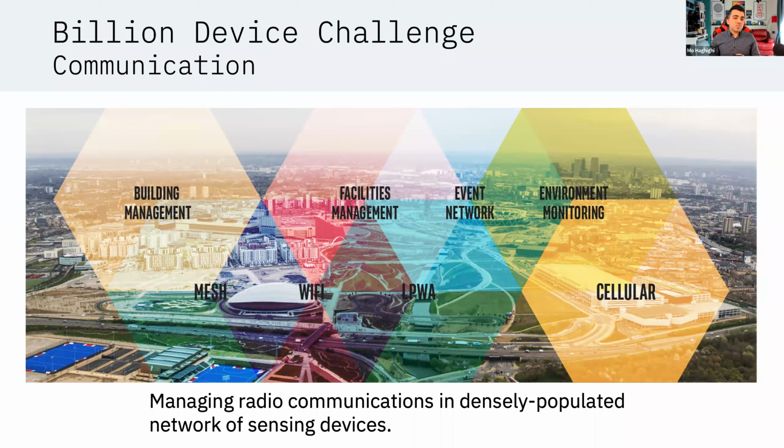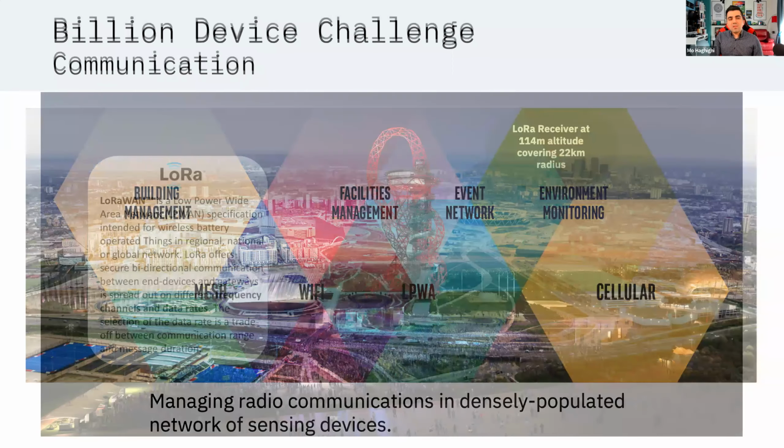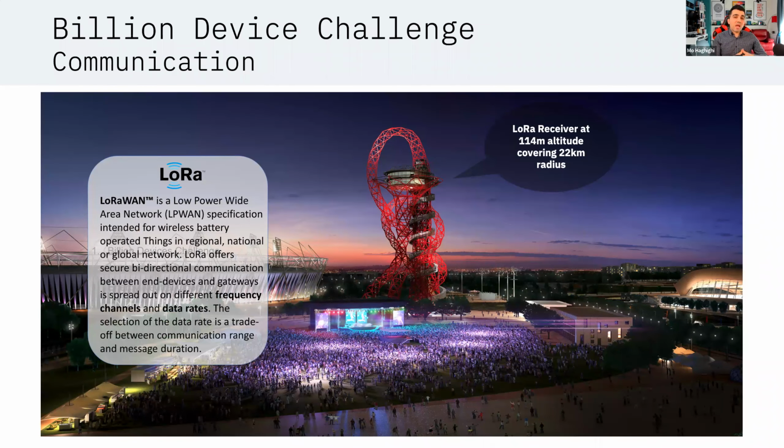So, managing radio communications in a densely populated network of sensing devices with all those elements of a city, including cars going around the park, many people with their mobile phones and devices walking through the park. And we had a lot of residential buildings there as well, which could have created a lot of interference. At the same time, we had the West Ham Stadium in the park, and that brought thousands of fans to the park every week to watch the game or watch the team practice. And again, that created a lot of interesting challenges for us to understand the dynamics of deploying a radio communication network.